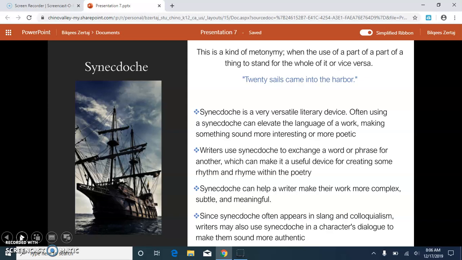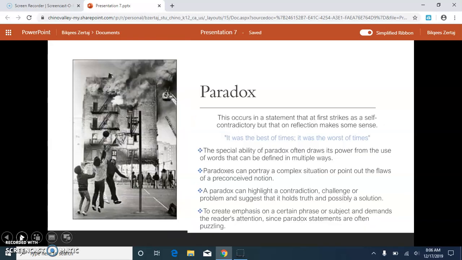Writers use this to exchange a word or phrase for another, which can make it a useful device for creating some rhythm and rhyme within the poetry. It can help a writer make their work more complex, subtle, and meaningful. Since it often appears in slang and colloquialism, writers may also use it in a character's dialogue to make them sound more authentic.